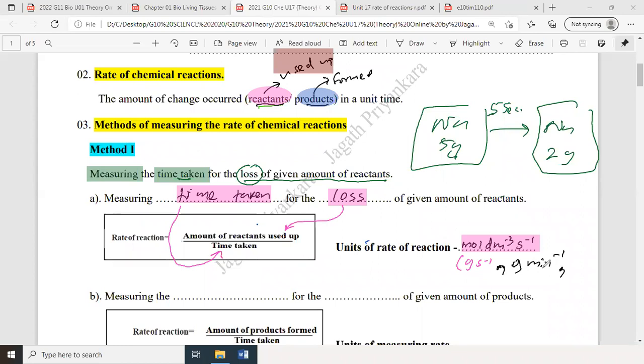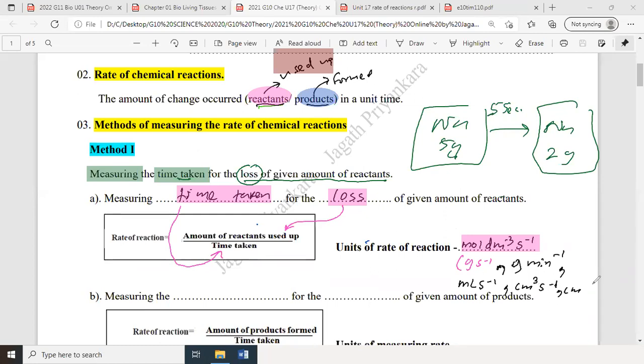Sometimes you can see on lorries and buses, they put kilometers per hour, the speed limit, like that. Sometimes you can tell the volume also. For the release of a gas, you can tell milliliters per minute, milliliters per second. Milliliter means cubic centimeter. How many cubic centimeters are getting used up? If it is a gas, we will measure the volume, we can't tell the mass. So cubic centimeters per second or cubic centimeters per minute.